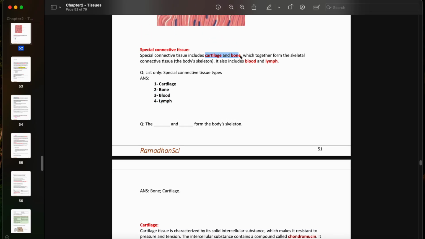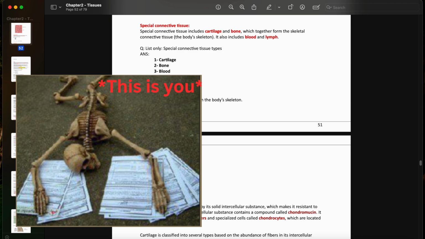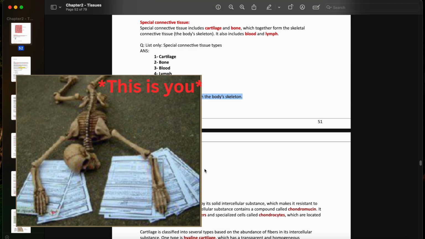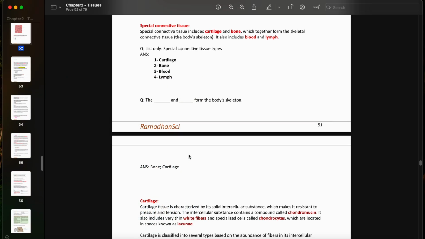The cartilage and bone together form the skeletal connective tissue, or the body skeleton. So the blank and blank form the body skeleton. It's the bone and cartilage. Or you can have the bone and cartilage form the blank connective tissue. It's the skeletal connective tissue, or the body skeleton.